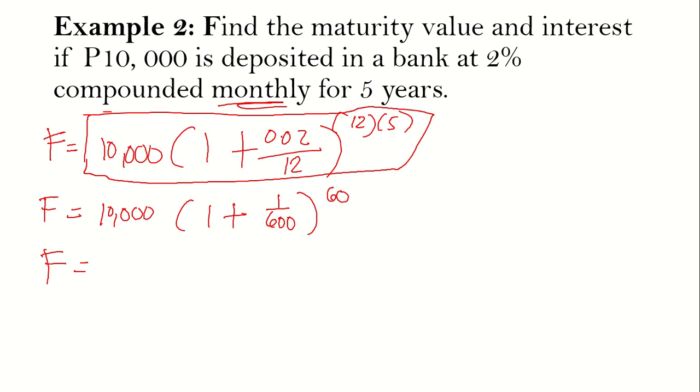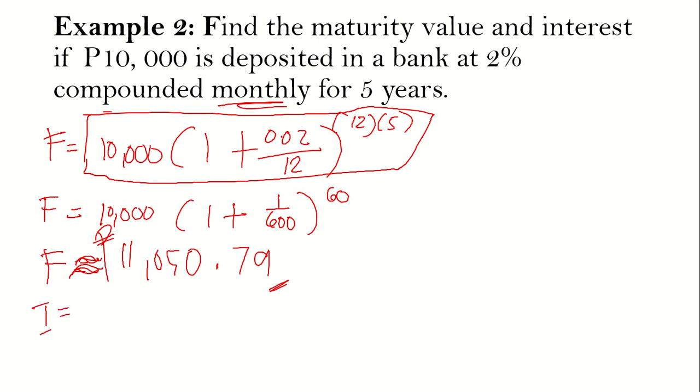So, 10,000 times 1 plus 1 over 600 raised to 60 on your calculator. This is equal to 11,050.79. This is rounded off. So the future value is approximately 11,050.79 pesos. Round off to 2 decimal values since this is in peso. So this is the future value.